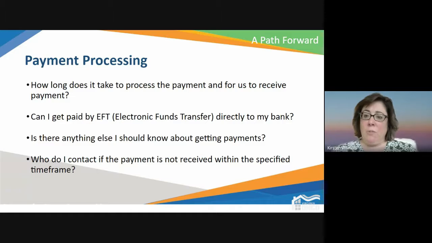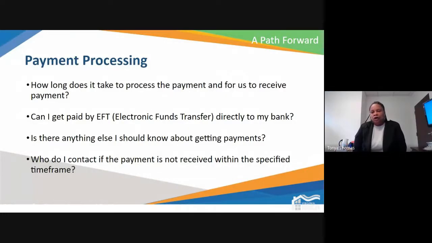Okay, and what do you mean by at least 30 days to process remittances? So once you submit your remittance and it goes through the approval process, we have 30 days to pay it. So from the time that you submit your remittance in CAMS, we have 30 days from that date to process your payment.